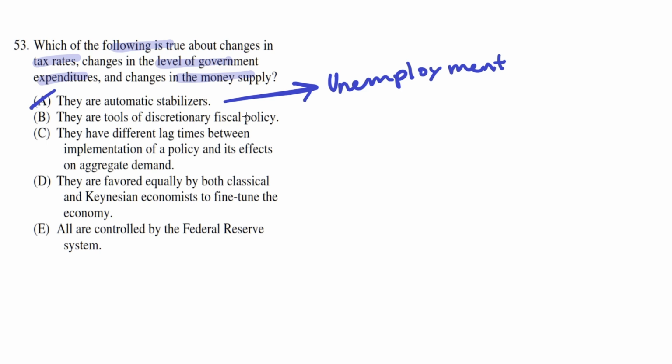This is incorrect because fiscal policy refers to government actions. The problem here is that although tax rates and government expenditures are fiscal policy, changes in the money supply are only done through the central bank, which is not a fiscal policy. So B is incorrect.